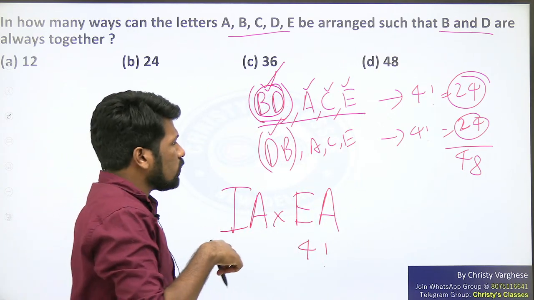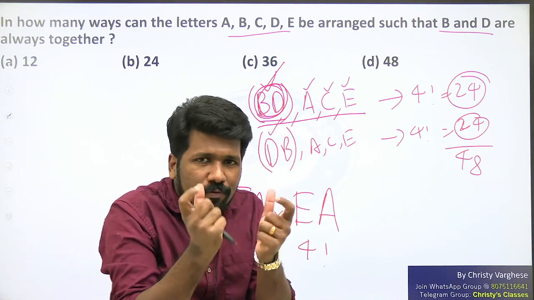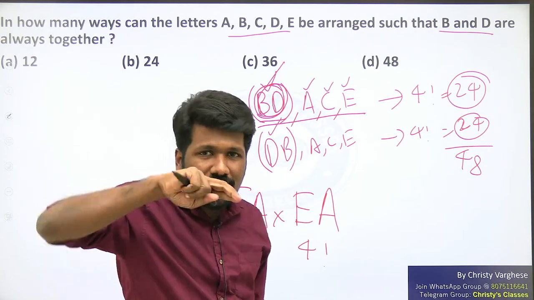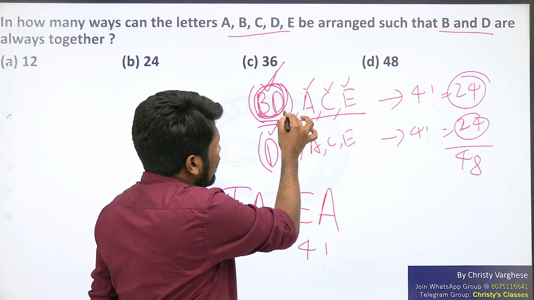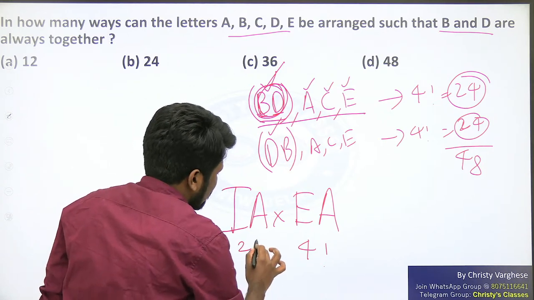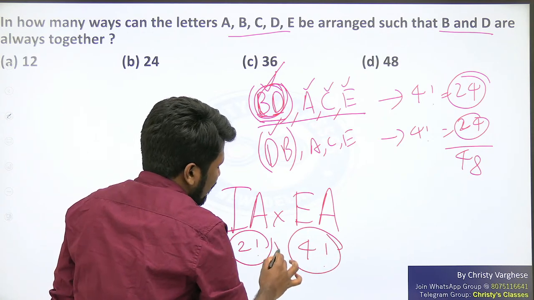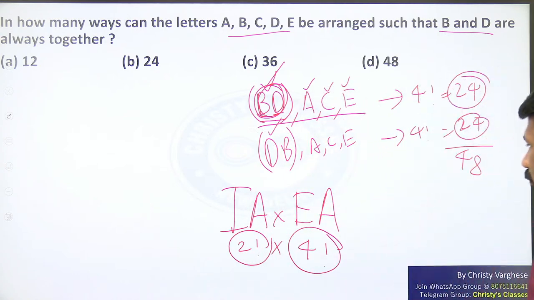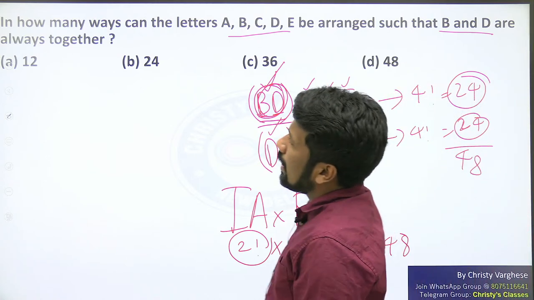And for each of those four factorial ways, internally, inside that group of letters which form that BD, internally woh rearrange kar sakta hai two factorial ways. Because internally they have two positions to fill. 2 × 1 ways are there. Two factorial ways. For each of these two factorial ways, four factorial ways are there. So fundamental principle of counting, multiplication rule again, two factorial into four factorial ways, 48 will be the answer. Are you all understanding this?